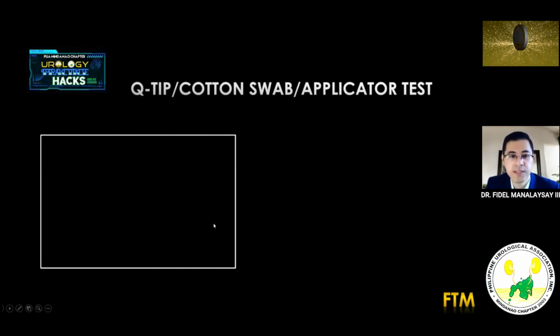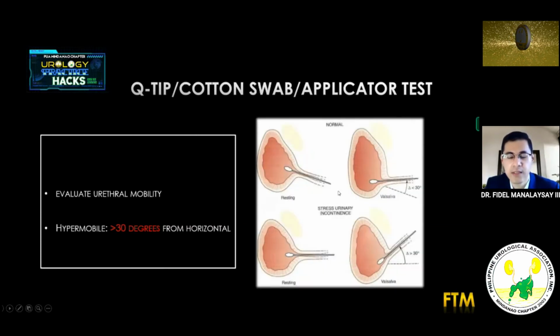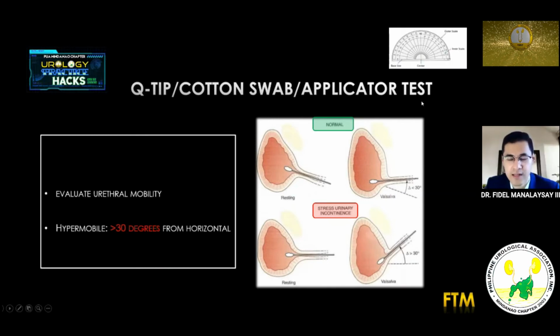Also, a supplementary test is the Q-tip or cotton swab or applicator test. So how do we do this? This is used to evaluate urethral mobility, and the urethra is said to be hypermobile if it's more than 30 degrees from the horizontal. This is the diagram of how to do it. This is normal, and this is a patient with stress urinary incontinence. As we can see in this diagram, it is more than 30 degrees. So how can we measure it? By the use of a protractor.